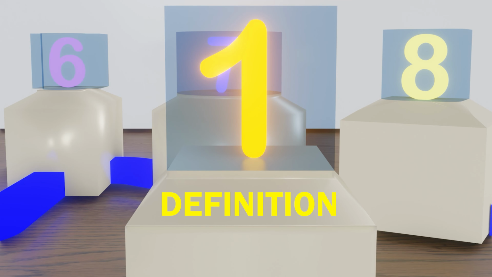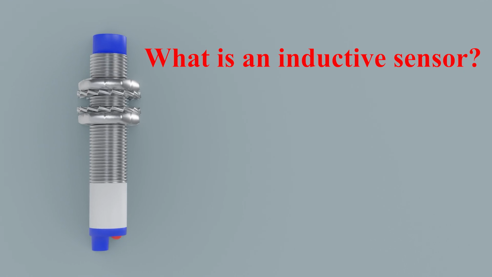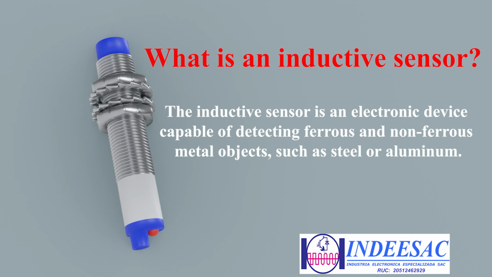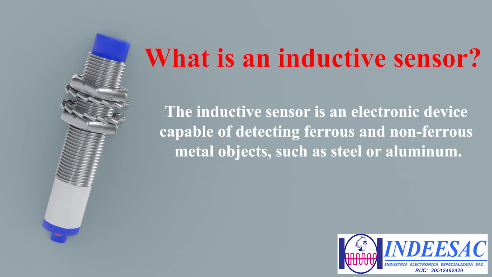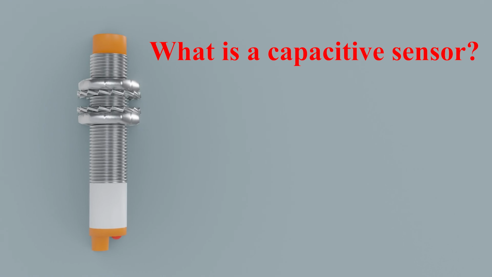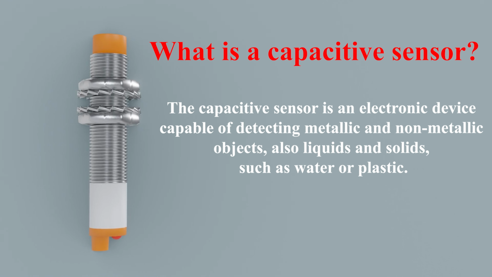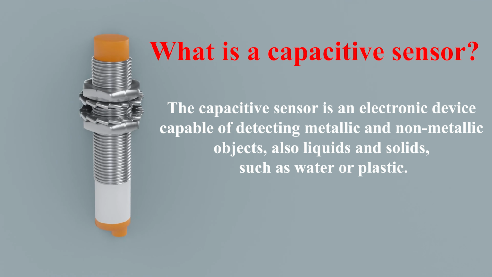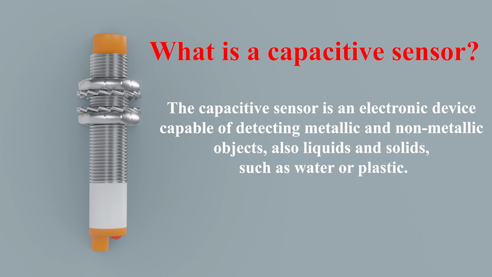Number 1. Definition. What is an inductive sensor? The inductive sensor is an electronic device capable of detecting ferrous and non-ferrous metal objects, such as steel or aluminum. What is a capacitive sensor? The capacitive sensor is an electronic device capable of detecting metallic and non-metallic objects, also liquids and solids, such as water or plastic.